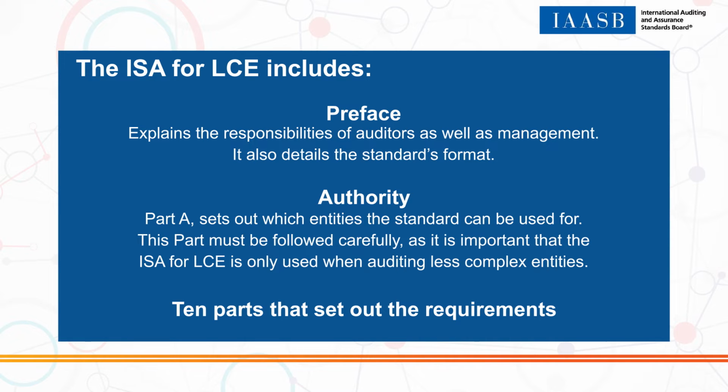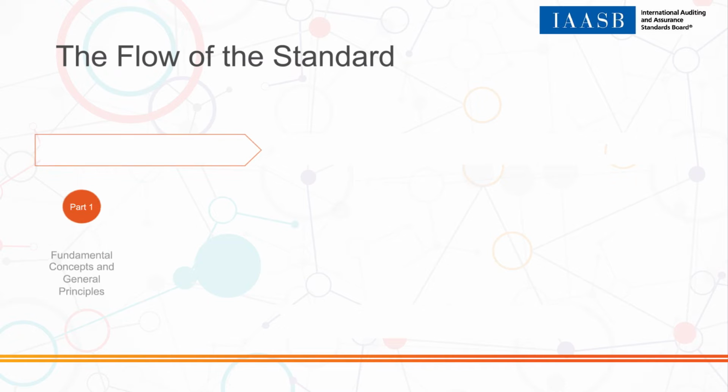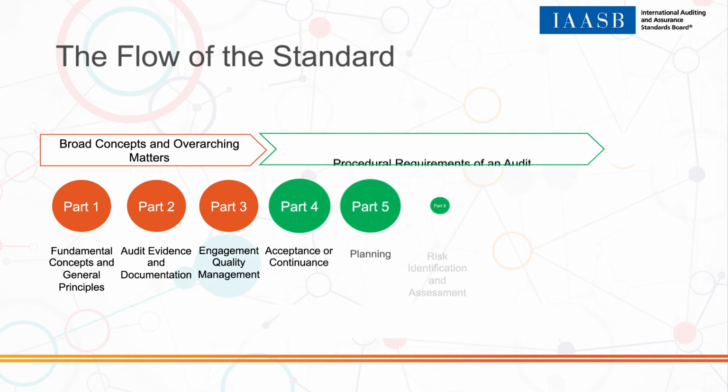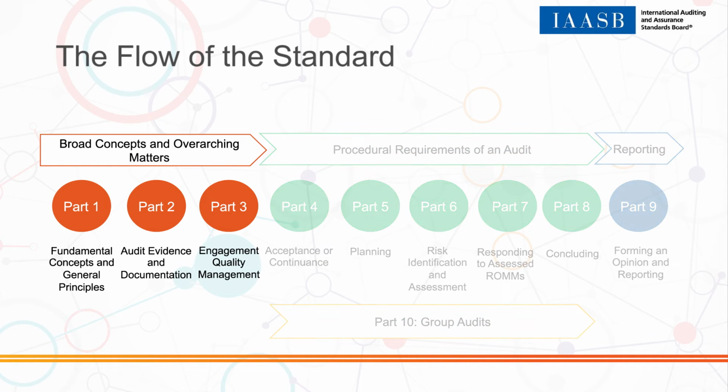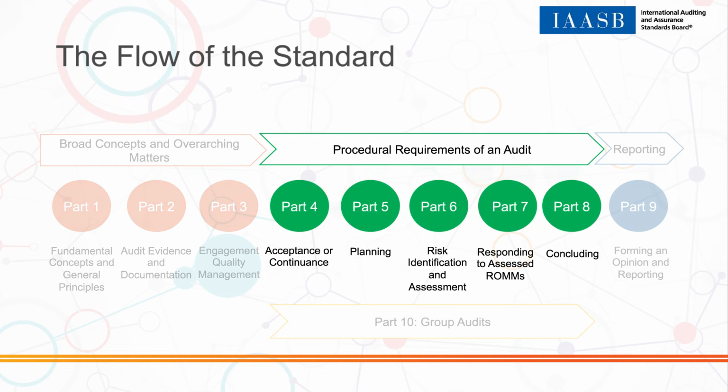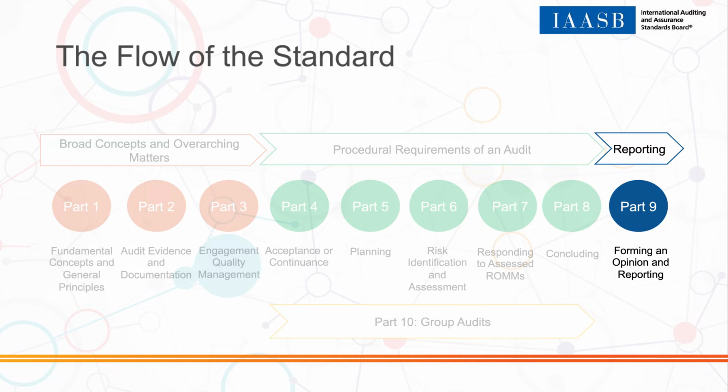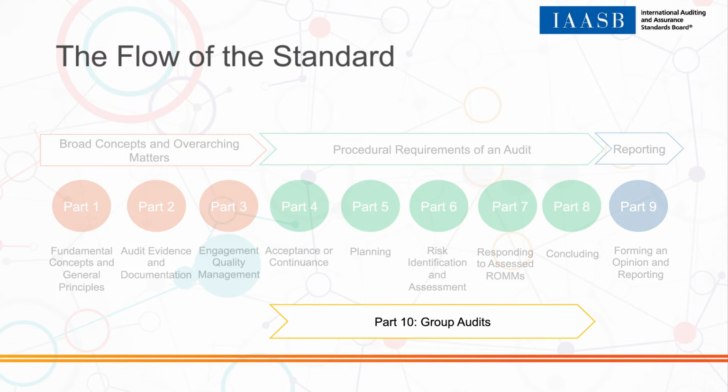The structure of the ISA for LCE was designed to help auditors understand the flow of an audit. Parts 1 to 3 cover the matters that are overarching to the audit. Parts 4 through 8 address procedural aspects of the audit, from the acceptance or continuance of the engagement through to concluding. Part 9 addresses the reporting phase of the audit. And Part 10 addresses additional requirements that are specific to audits of group financial statements.